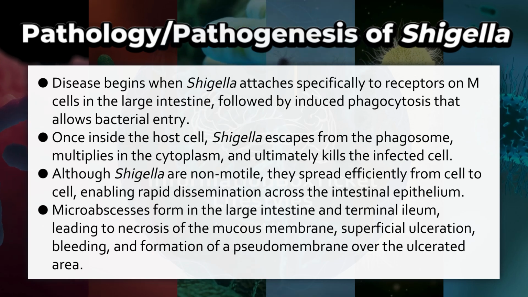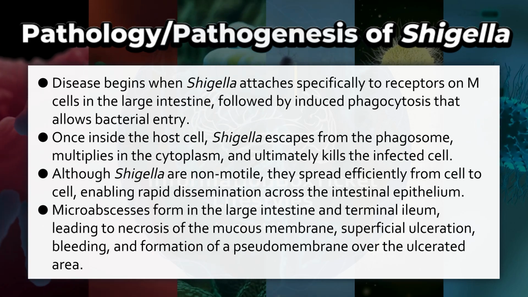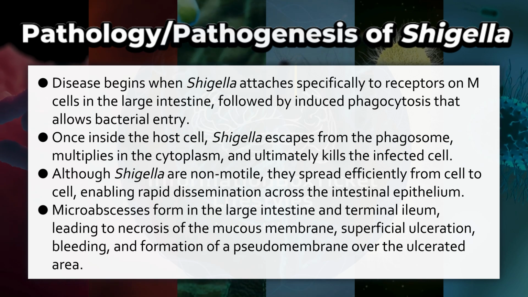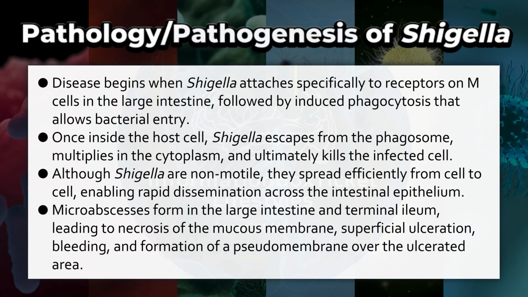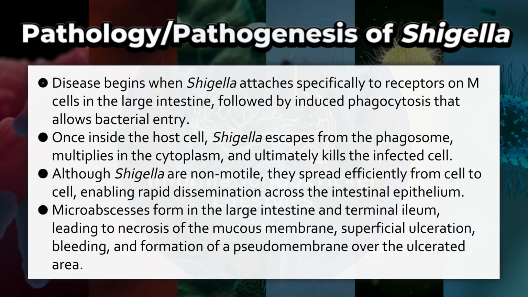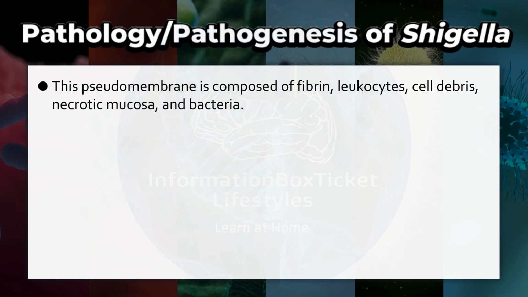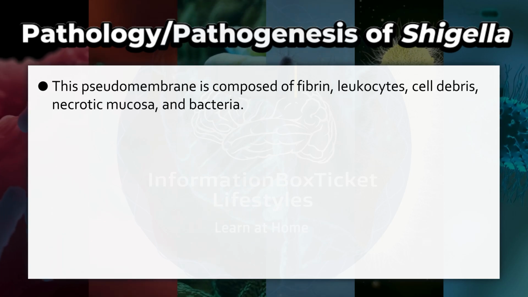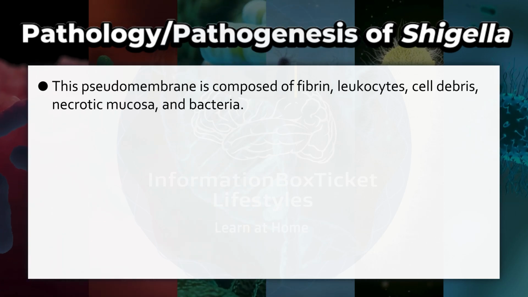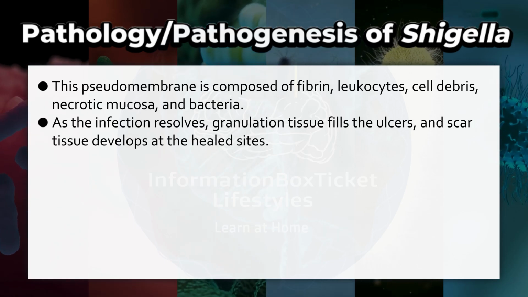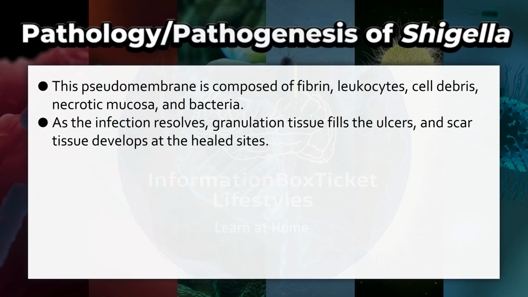Microabscesses form in the large intestine and terminal ileum, leading to necrosis of the mucous membrane, superficial ulceration, bleeding, and formation of a pseudomembrane over the ulcerated area. This pseudomembrane is composed of fibrin, leukocytes, cell debris, necrotic mucosa, and bacteria. As the infection resolves, granulation tissue fills the ulcers, and scar tissue develops at the healed sites.